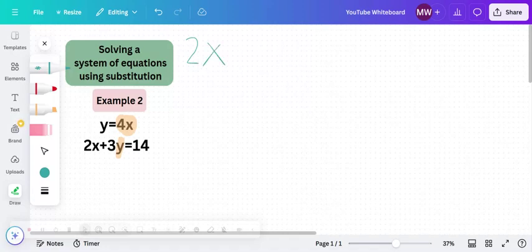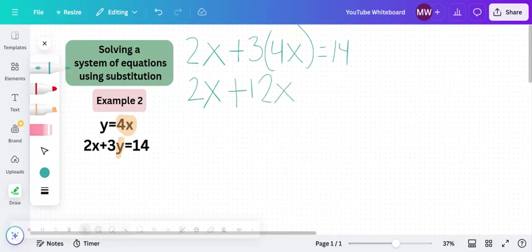So my rewritten equation is 2x plus 3. I'm going to use parentheses to show multiplication because it's 3y, which means 3 times y. But instead I'm going to put 4x in place of y, equals 14. Now I'm going to start solving. So when I start doing my math, the 2x hasn't changed yet. I need to do 3 times 4x. That gets me 12x equals 14.